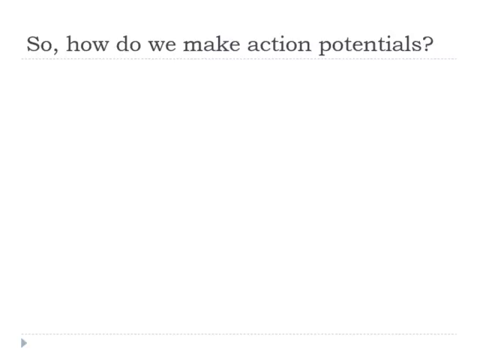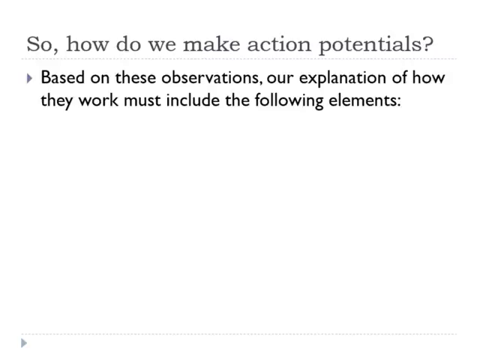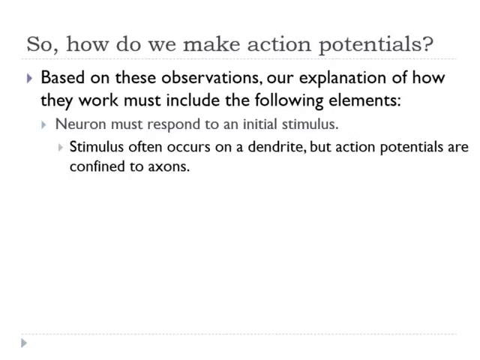So how do we make action potentials? Our goal is to come up with basically a model for how action potentials can work. And the model, based on what we've already seen about action potentials, needs to have a few different components. Whatever we do, we need to have some way for the neuron to respond to an initial stimulus, and usually this is going to occur somewhere out on a dendrite.